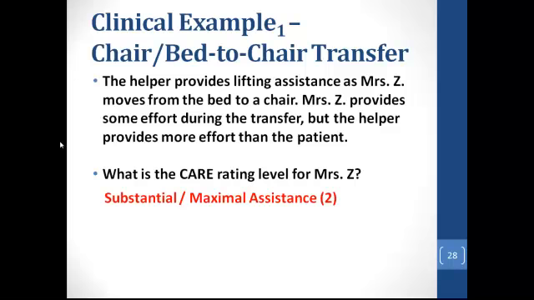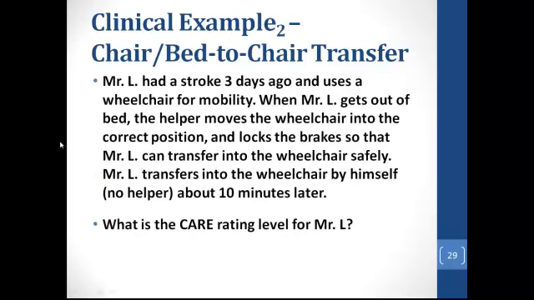In example number 2, Mr. L had a stroke 3 days ago and uses a wheelchair for mobility. When Mr. L gets out of the bed, the helper moves the wheelchair into the correct position and locks the brakes so that Mr. L can transfer into the wheelchair safely. Mr. L transfers into the wheelchair by himself about 10 minutes later. What is the care rating level for Mr. L?